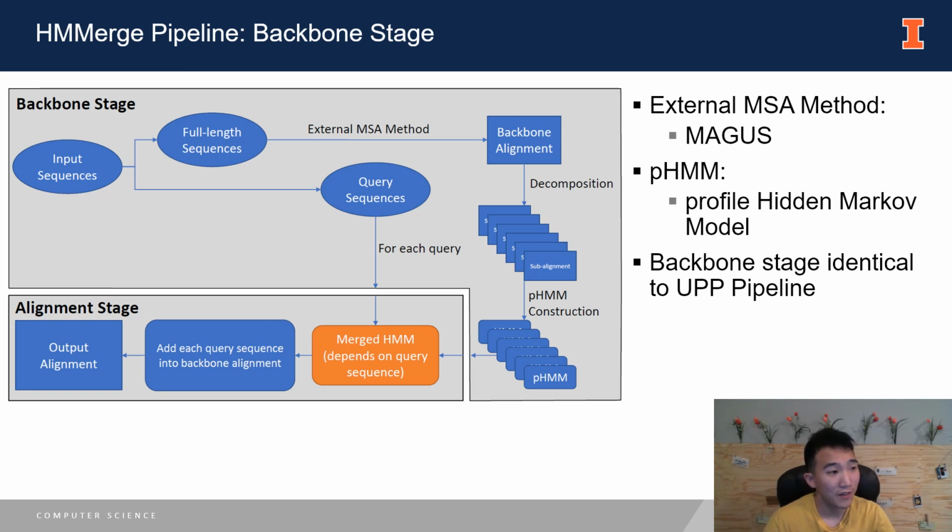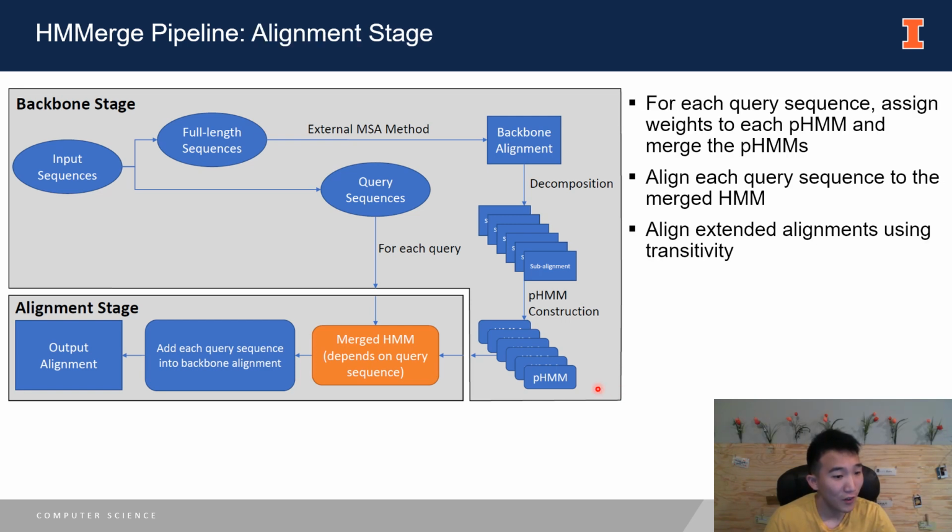In more detail, in the backbone stage, the input sequences are partitioned into full-length and query sequences. After that, the backbone alignment is constructed on the full-length sequences, and we follow a set of decompositions to construct multiple profile HMMs. Now, in the alignment stage, we take all of the profile HMMs and merge them into one giant HMM, to which the query sequences are then aligned. We repeat this procedure for each query sequence and combine them all together at the end to produce one output alignment.